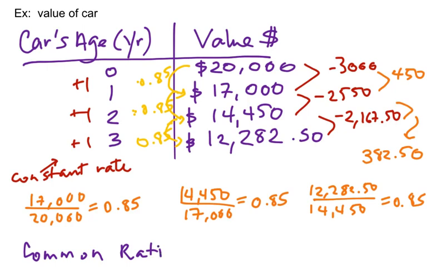of 0.85. Therefore, it is an exponential function. Exponential functions have a common ratio, a number that we multiply the previous value by to get the next value. All right, so let's sum it up.